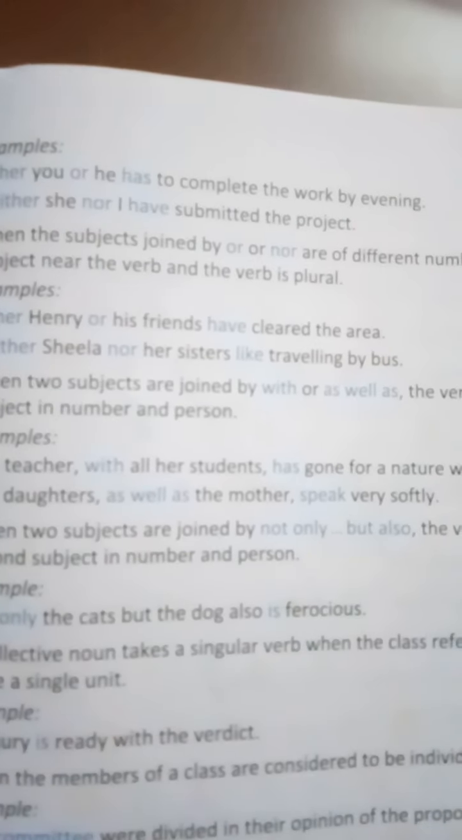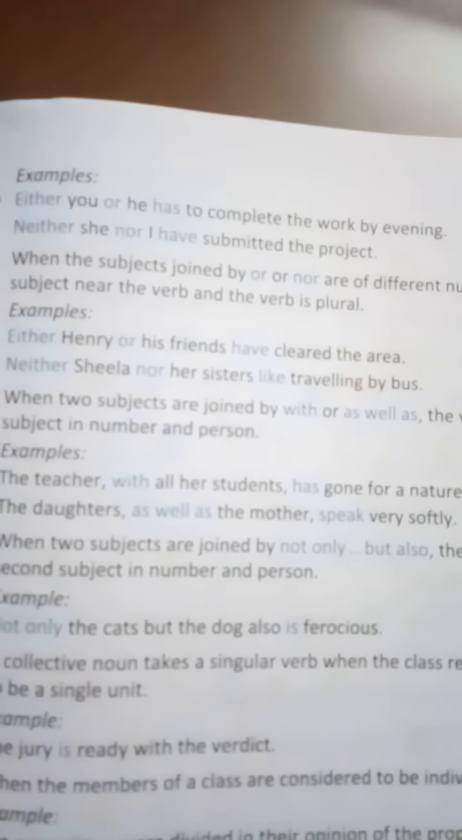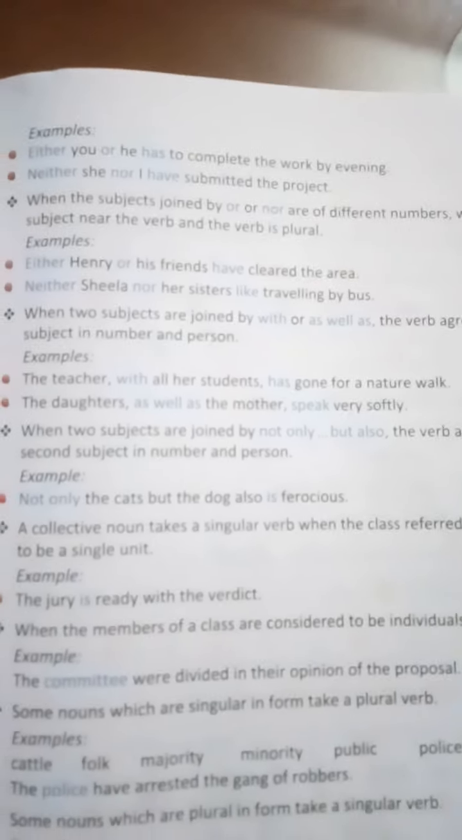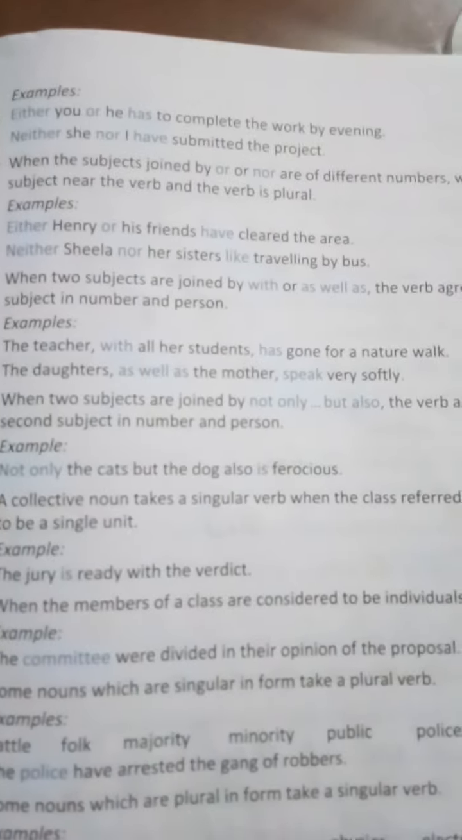Neither she nor I have submitted the project. Here I is nearest, so we have written have. If she was there, we would have written has. Be very careful, dear students. Go through the rules very carefully, learn the rules, then only you will be able to do the exercises correctly.